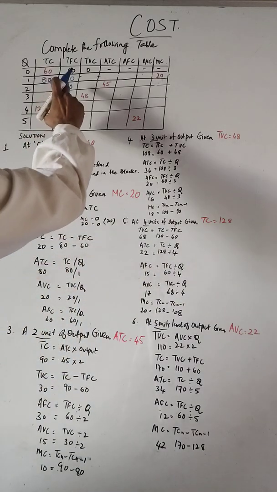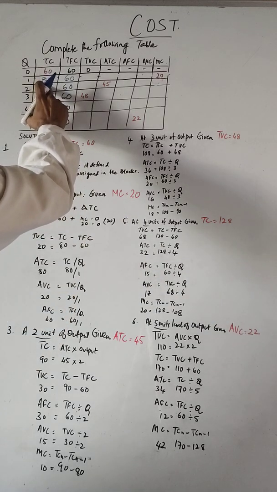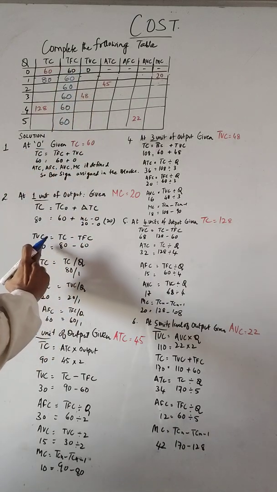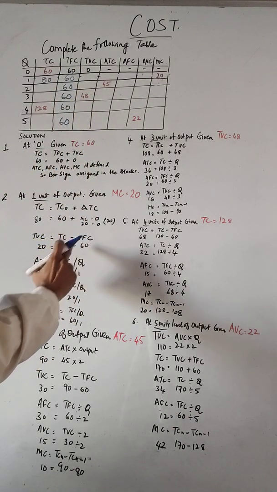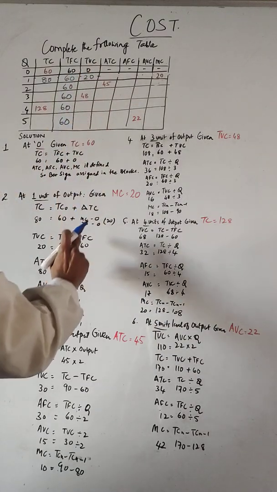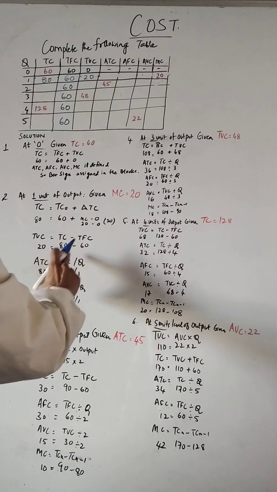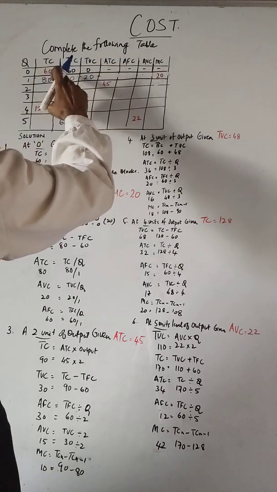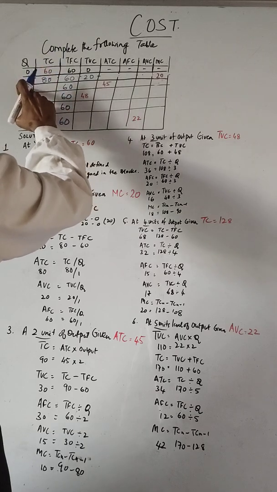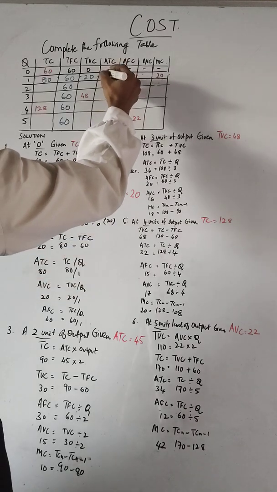Now let's go to total variable cost. How do you get total variable cost? It is total cost 80 minus total fixed cost. TVC is equal to TC minus TFC, which is equal to 20. So let's put it down as 20. Now let's work on ATC, average total cost. How do you work it out? Total cost divided by the units of output, that is 80 divided by 1, which is 80.